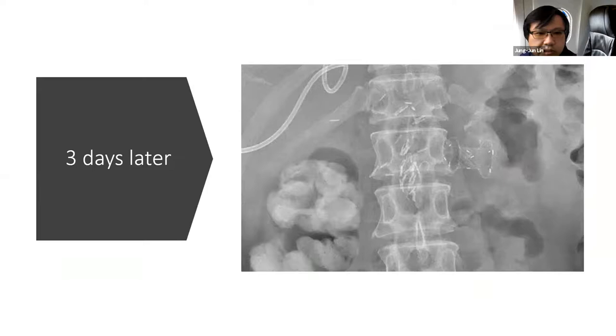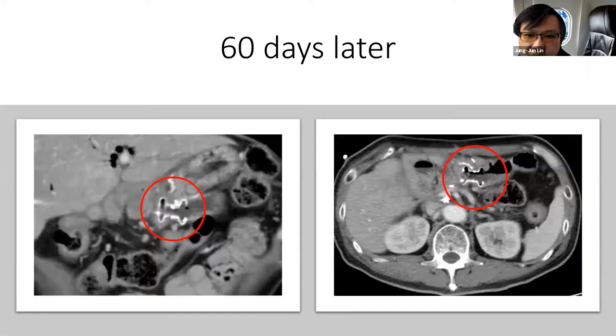So 16 days later, a CT scan was performed. As you can see, the stent remains in the fistula in a proper position, and the stent patency is very good. So the dilated efferent loop was decompressed. It's very amazing.